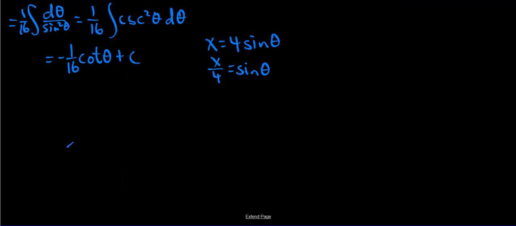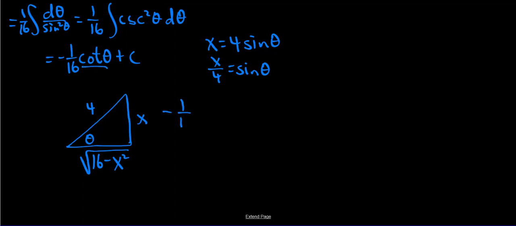Let me draw a triangle here. Okay, so I've got theta, I've got x over 4, and that would make this down here the square root of 16 minus x squared, just using the Pythagorean theorem. So you can easily find out what cotangent is. We've got negative 1/16. Cotangent is adjacent over opposite. Plus C. There's my antiderivative. And that one is done.